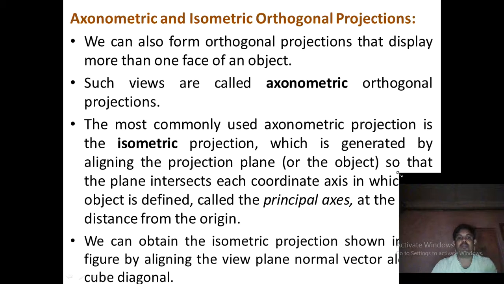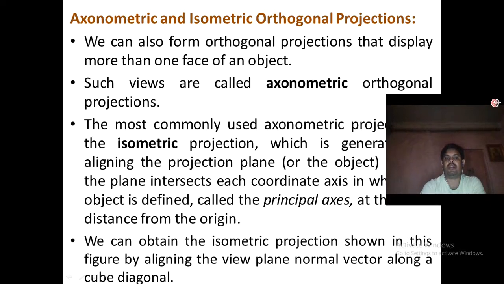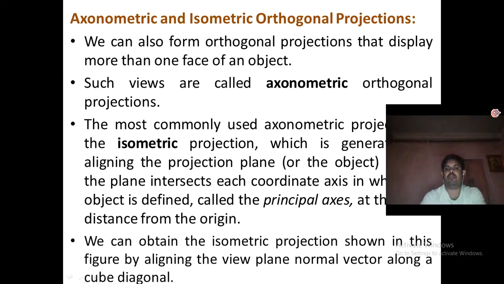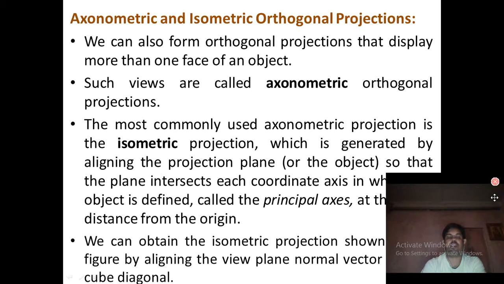One more method of construction: we can obtain the isometric projection shown in this figure by aligning the view plane normal vector along the diagonal. If the view vector normal is exactly along the diagonal of this cube, where you want to take a projection, and your normal is exactly along the diagonal of this object, then also you can take the isometric projection.